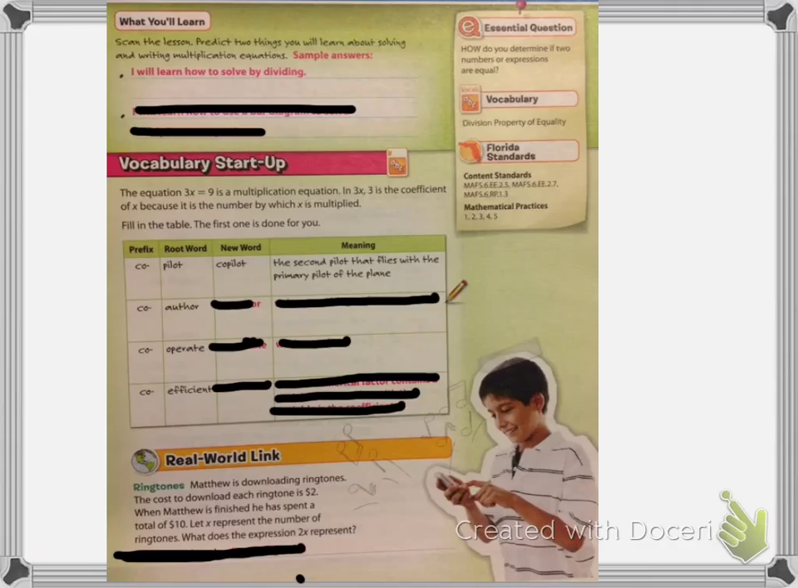So remember that inverse operation thing where it's basically undoing it. So you're going to undo a multiplication equation by dividing. And then the second piece says that I will learn how to use a bar diagram to solve multiplication equations. So we've been using bar diagrams frequently, so hopefully this is becoming second nature to you.